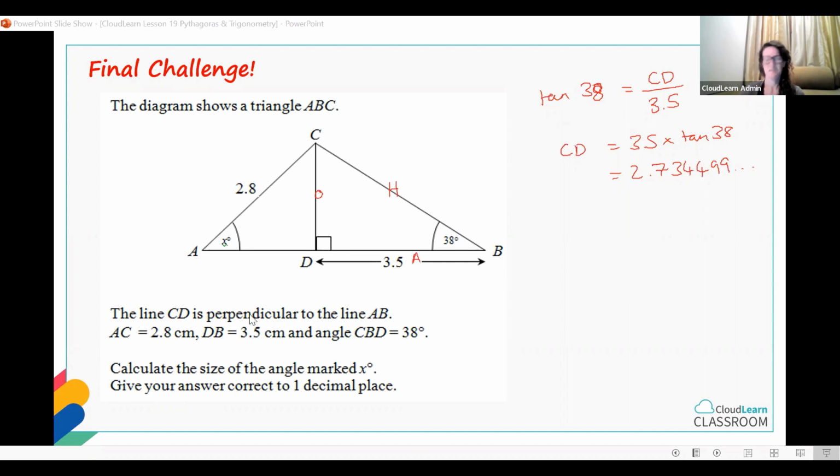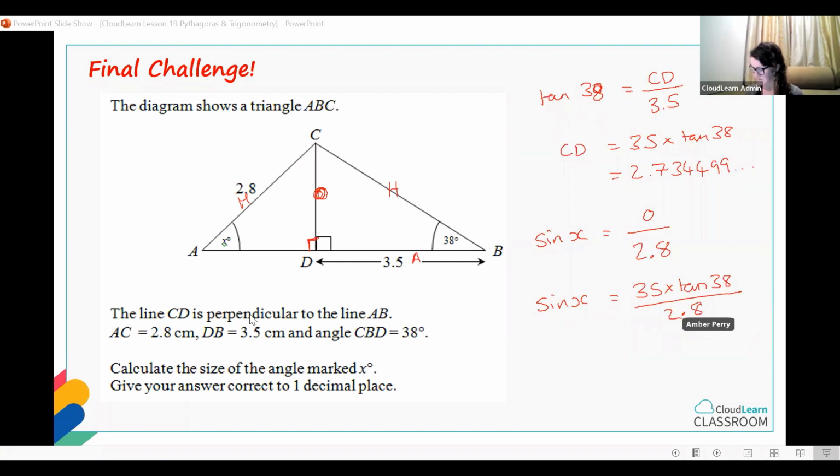Fantastic. Okay, so X is in this corner here. So that is actually still the opposite, and now 2.8 has become the hypotenuse because this is the right angle now. So yes, sine of X is equal to the opposite side divided by the hypotenuse, which is 2.8. The opposite side we know is 2.734499. As you don't have your calculator, I'm going to leave that as 3.5 times tan 38 divided by 2.8.